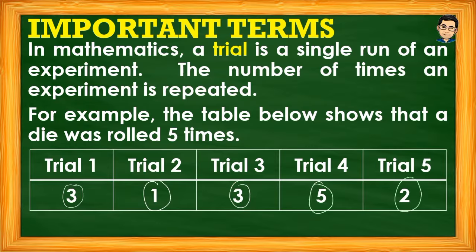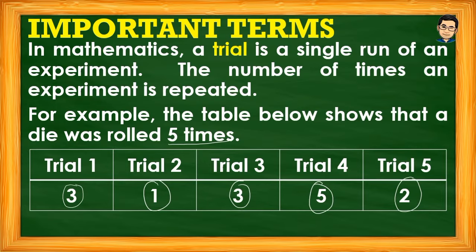So as you can see, meron po tayong 5 trial. It's because, ayan, a die was rolled 5 times. So ibig sabihin, meron tayong 5 trial. Itinapon natin yung die ng 5 beses. And then, upon rolling a die 5 times, yun yung mga outcomes na lumitaw.